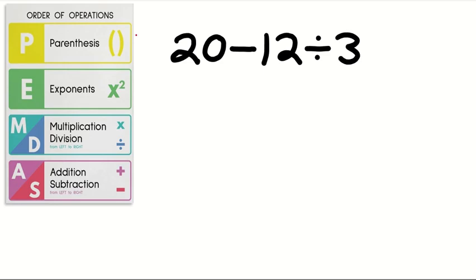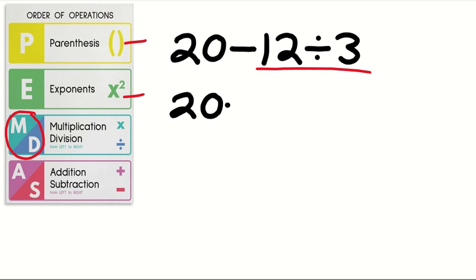Okay, so first step, do we have any parentheses? No. Do we have any exponents? No. Do we have multiplication or division? We sure do. We got division right there. So let's go ahead and do that first. What is 12 divided by 3? Well, we know that 12 divided by 3 is 4. So that leaves us 20 decreased by 4. And of course, our last step is any addition and subtraction left. We have 20 subtract 4, which is going to make the value of this expression 16.